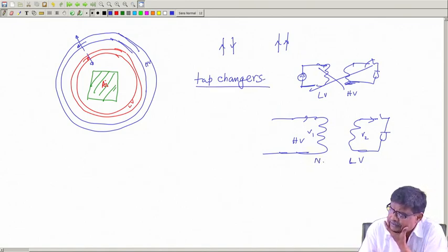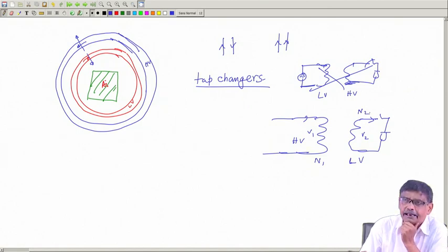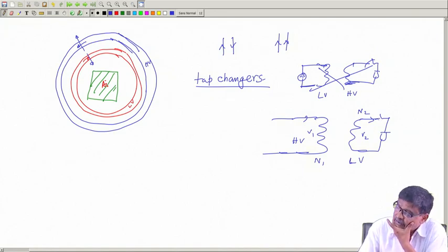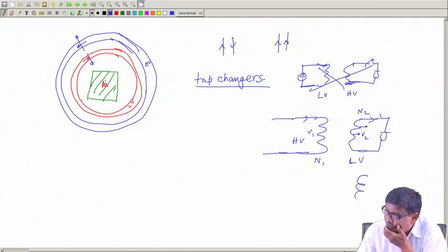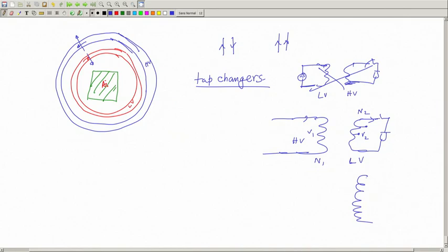Suppose the primary number of turns is N1 and the secondary turns is N2. The idea is very nice and simple. Suppose there will be some tappings provided here, 1, 2, 3, 4 turns tappings. I am drawing the LV side elaborately. This is the normal secondary terminal, and then you are provided with extra tappings with a switch. This is the secondary terminals.